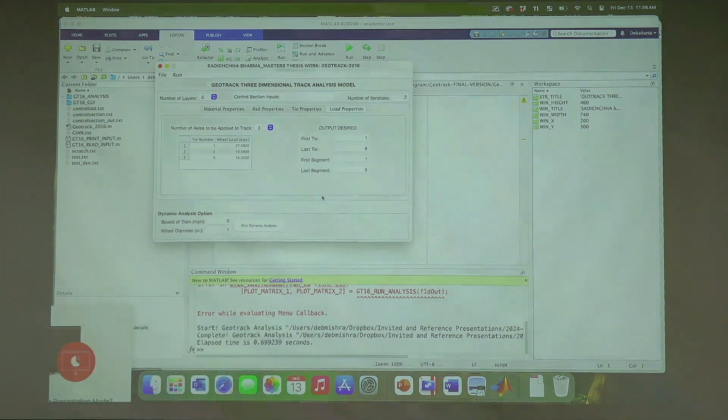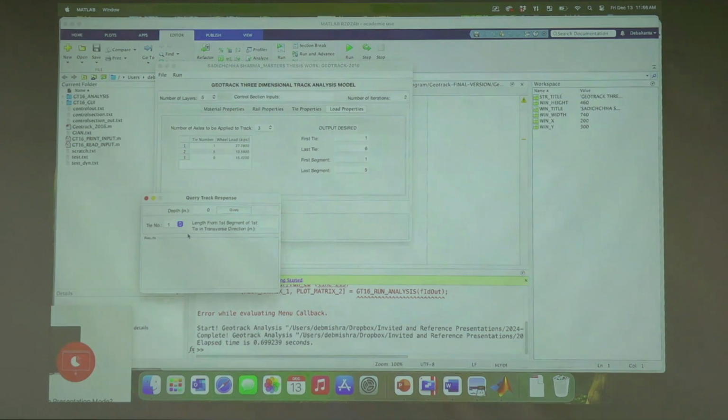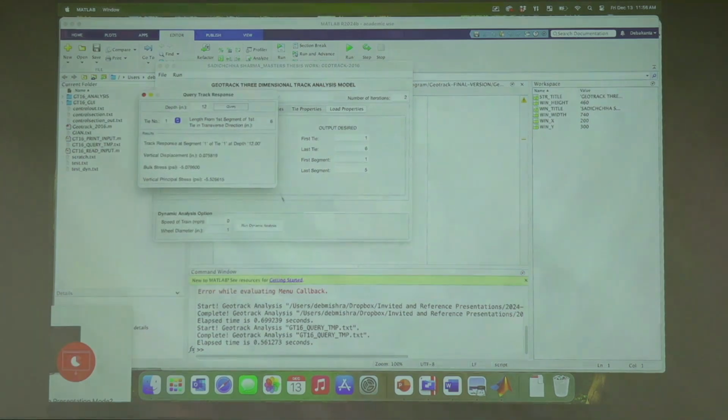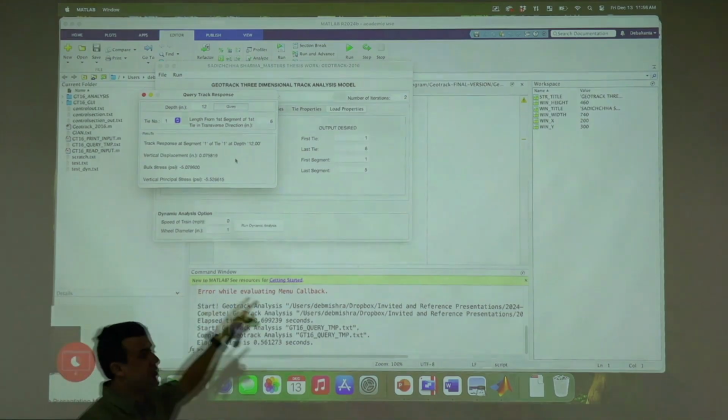You can actually do something like query track response. It's saying, okay, what do you want? So I'm going to say, what happens on tie number 1 at a depth of 12 inches, and a length from the first tie at a depth of, let's just say, 6 inches from the set, and then you just query. It actually gives you the stresses and strains, like what is the vertical deformation, what is the bulk stress, what is the vertical principal stress, and everything.